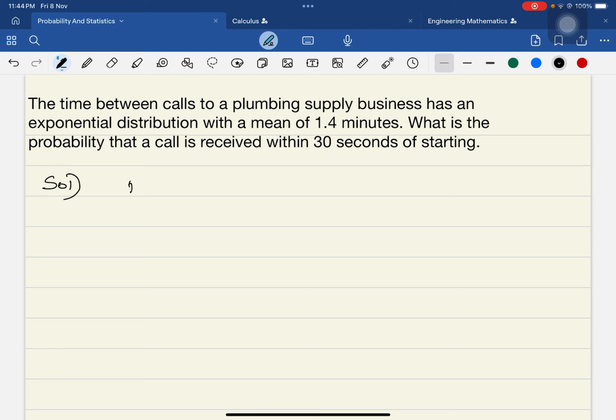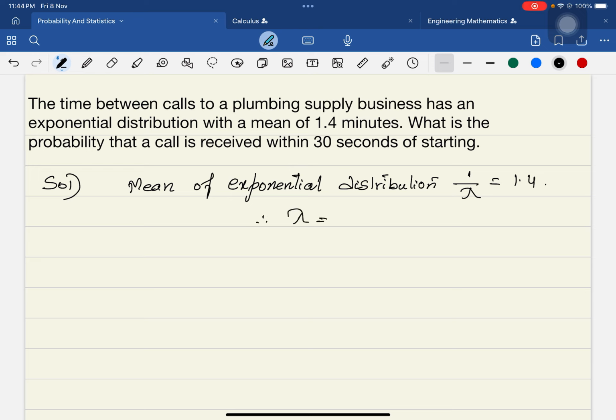Exponential distribution, the mean of exponential distribution is given by 1 over lambda, and this 1 over lambda is given as 1.4 minutes. Therefore, lambda is 1 over 1.4, and this is around 0.7142. Now we have to find out the probability that a call is received within 30 seconds. So that means probability of x less than 30 seconds.